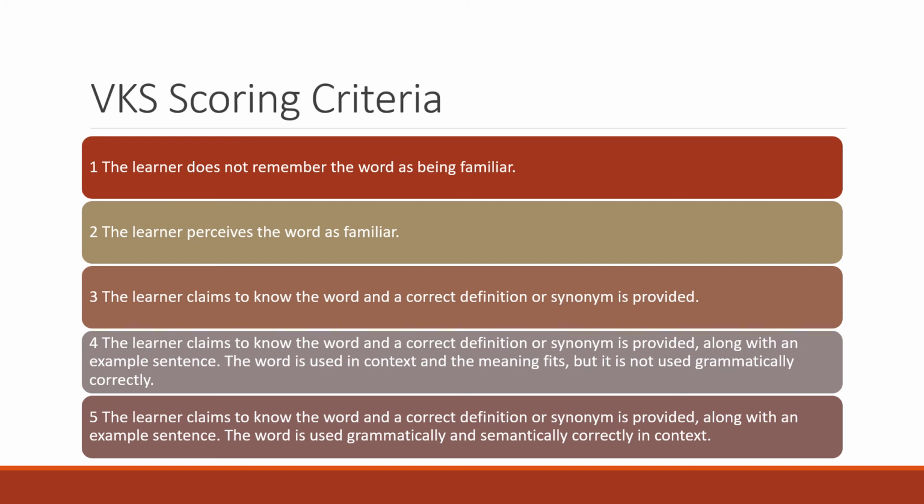If the learner chose 4, they claim to know the word and a correct synonym or definition is provided, and they give an example sentence. If the word in the example sentence fits in terms of context and meaning, but it's not really grammatically correct, then you give them a score of 4. If the meaning and the grammar is correct in the sentence as provided, then you give them a score of 5.